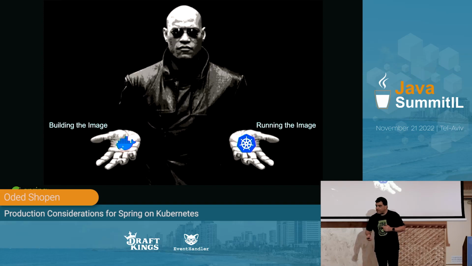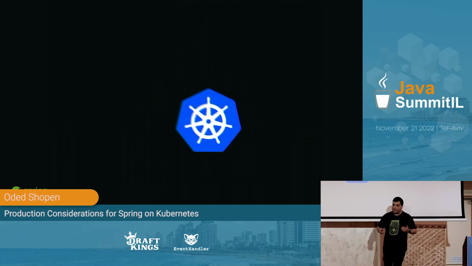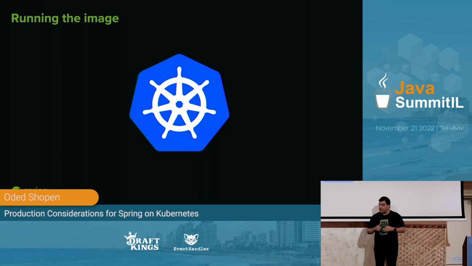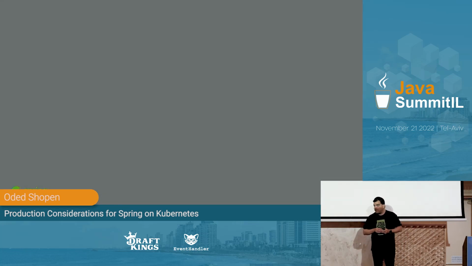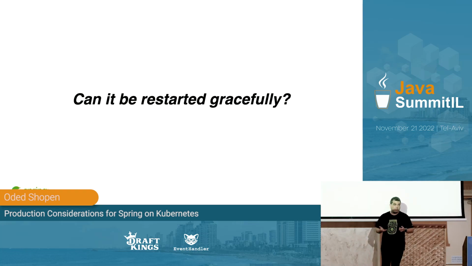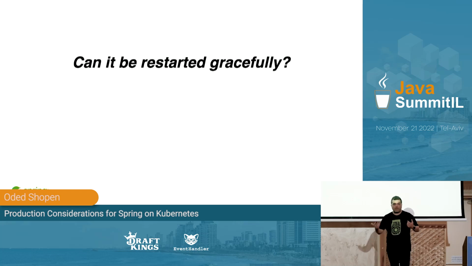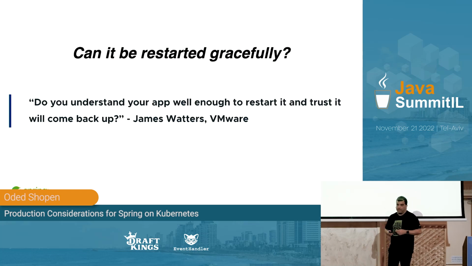Okay, so we spoke a lot about building the image. Let's talk about running the image. When we're running the image in Kubernetes, there's really one important question that you have to ask. Can you restart your application gracefully and make sure that the application restarts exactly as you expected? There are many other considerations, but this is by far the most important one when you run in a distributed, chaotic environment like Kubernetes.